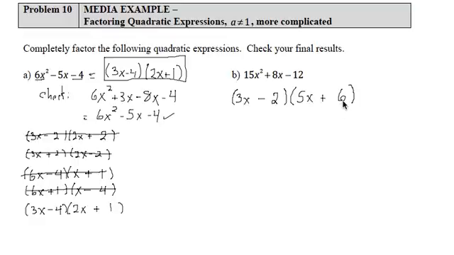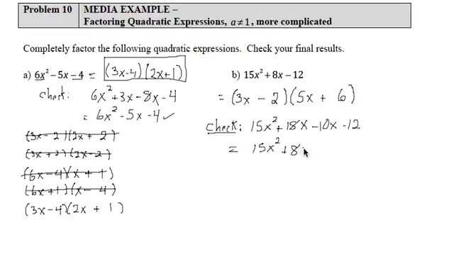3x times 6 is 18x. Minus 2 times 5x is 10x. That's going to give me 8x. So this one looks like it's going to work right off the bat. Sometimes you get lucky on these more complicated ones. So let's double check. I have 15x squared plus 18x minus 10x minus 12. That gives me 15x squared plus 8x minus 12, and that checks. So here is my factorization for the original trinomial.